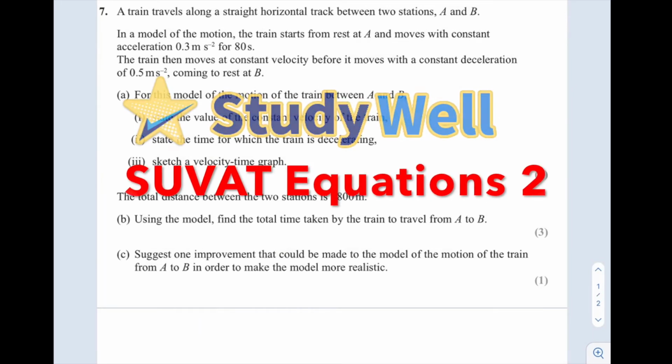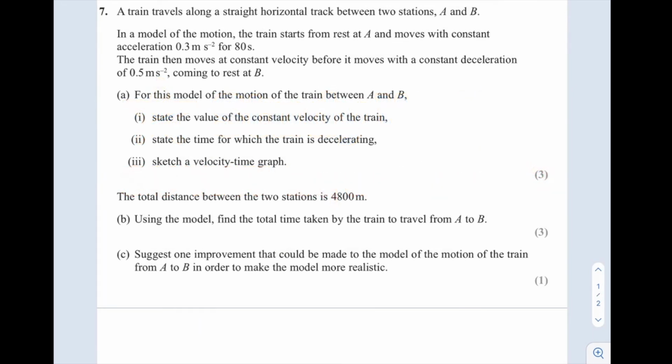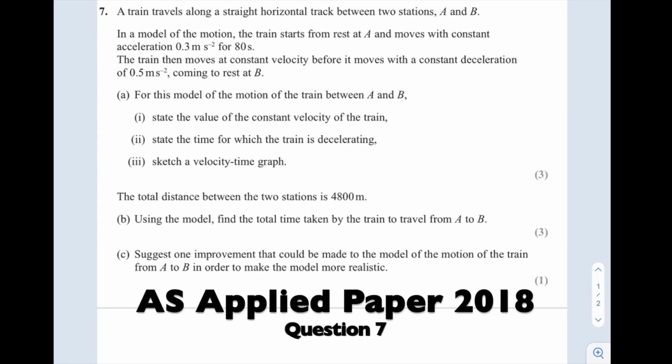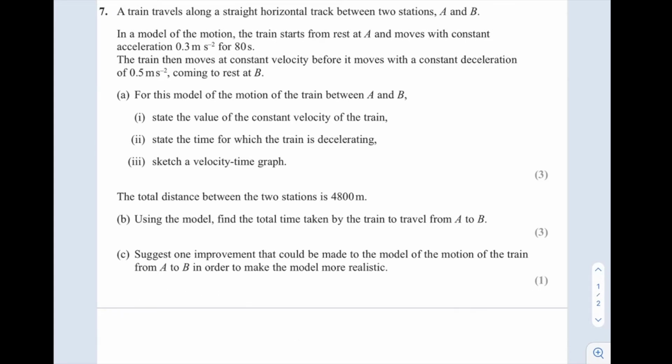This is a SUVAT Equations question taken from the 2018 AS Applied paper. It is the second of the SUVAT Equations questions on this paper. I think the question just before this one, question 6, was also a SUVAT Equations question.